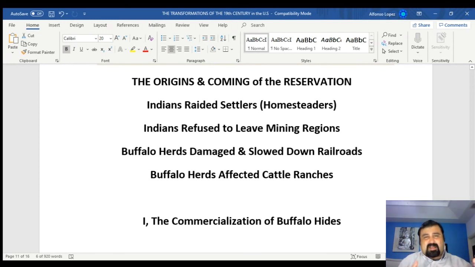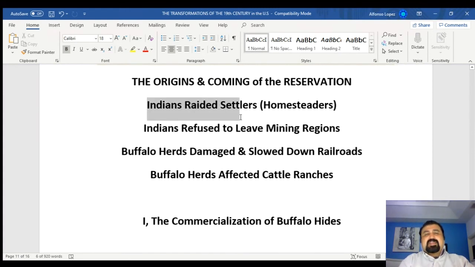But the reservation itself was the process by which those Native American groups, quote unquote, civilized and modernized, but they did that on their own terms, in that they're now going to create their own communities, their own ethnic communities, in order to preserve their cultures, again, in the reservation itself.